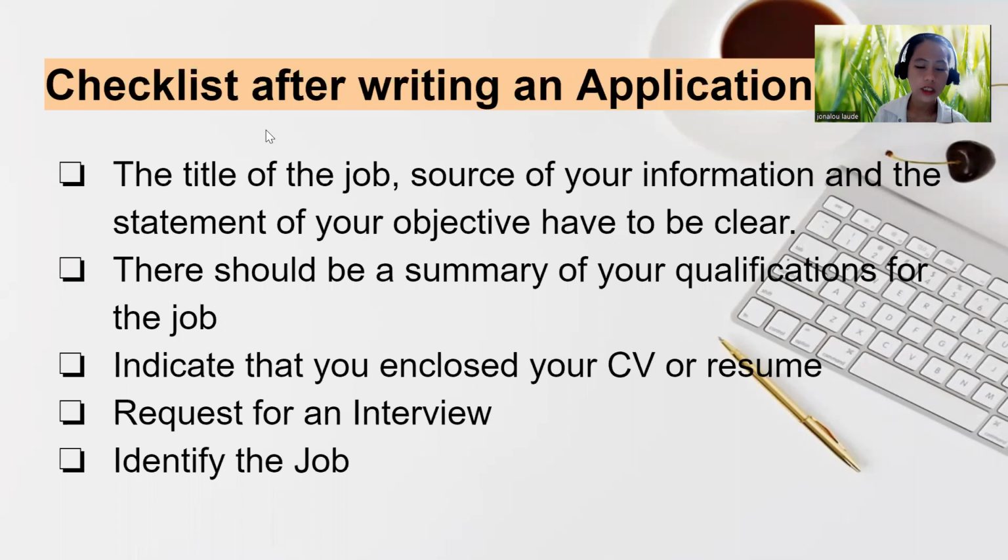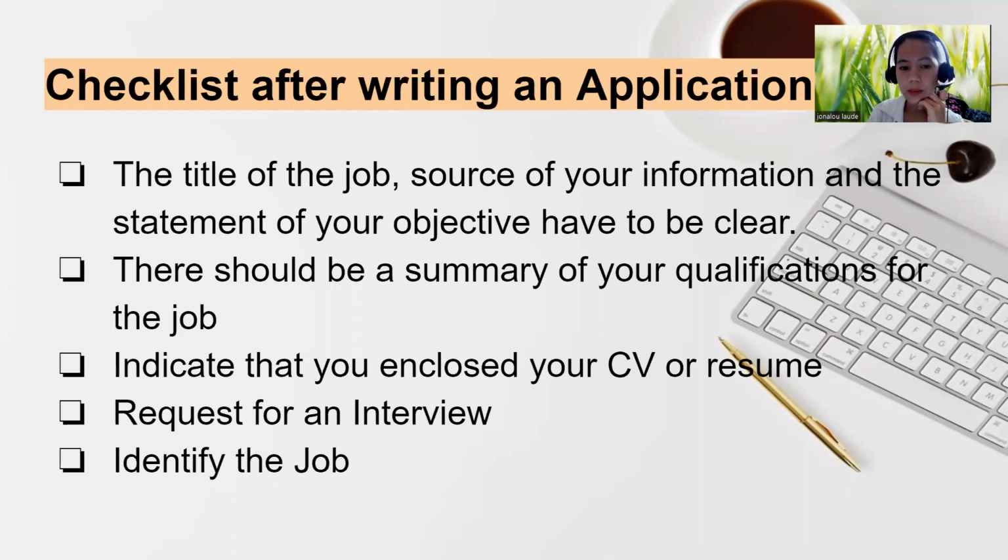Okay, you need to use this checklist after writing an application letter. First one is the title of the job, the source of your information, and the statement of your objective. The statement of your objective has to be clear. Include where you got the information, where you learned that they are hiring, in your application letter.